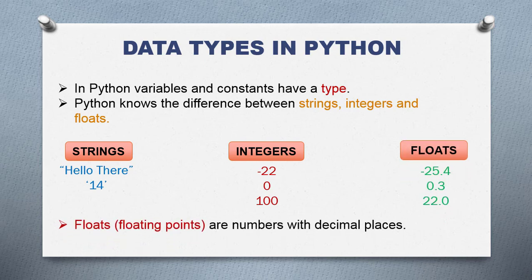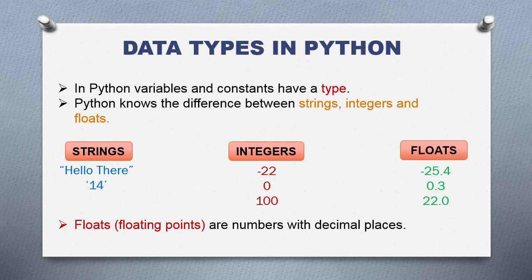Next, we have floats. They're also called floating point numbers. So these are numbers with decimal places. Integers are numbers without decimal places, while floats are numbers with decimal places. That's the difference between the two. Some examples are -25.4, 0.3, 22.0.